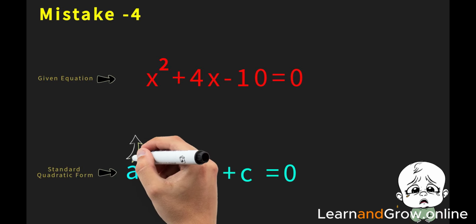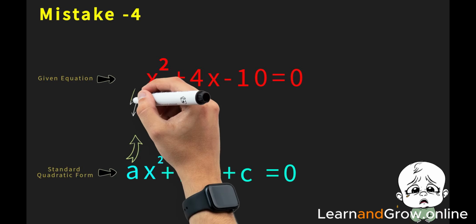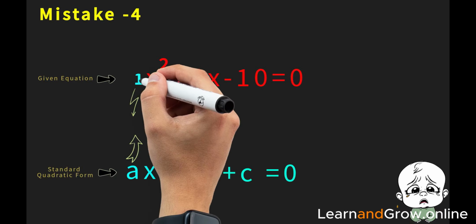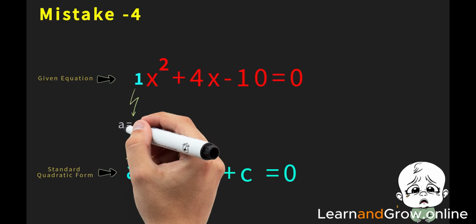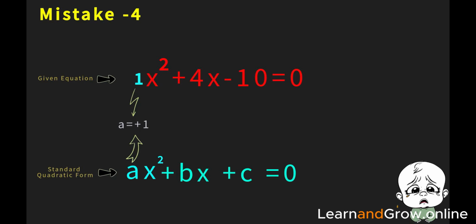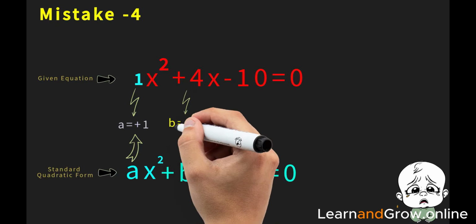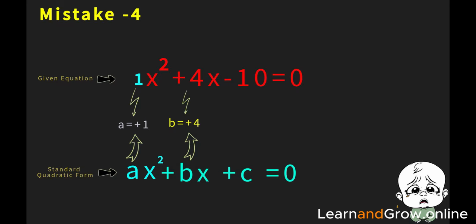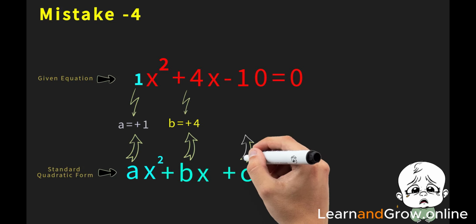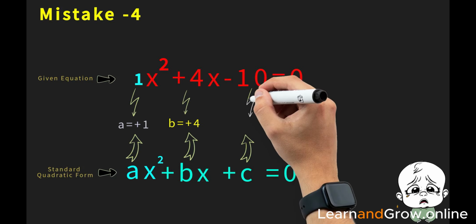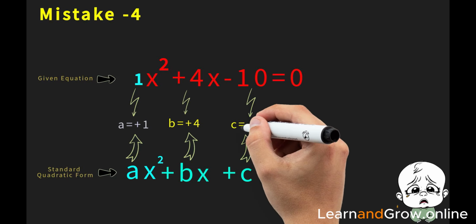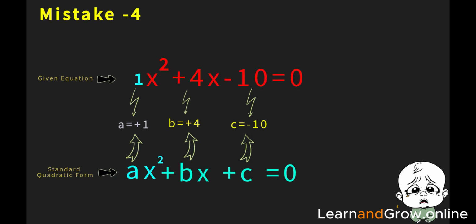The value of a is the coefficient of x squared. In this equation, the coefficient is 1, so we can say that a equals plus 1. Next, the value of b is the coefficient of x, hence b is equal to plus 4. And finally, c is the constant term. Here, c equals negative 10. Pay close attention to the minus sign. If you drop it, your solution will be wrong.